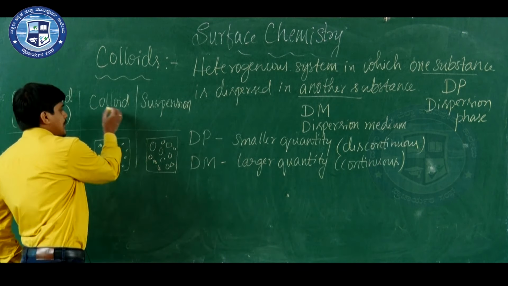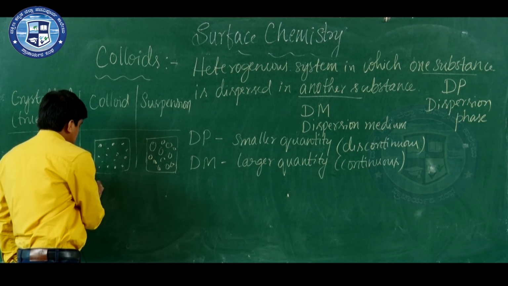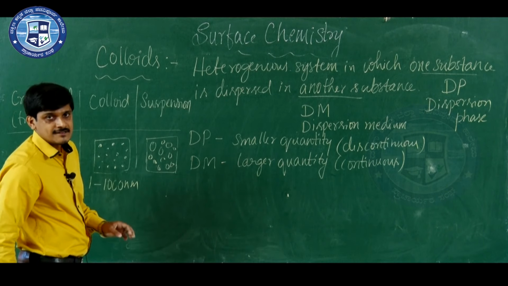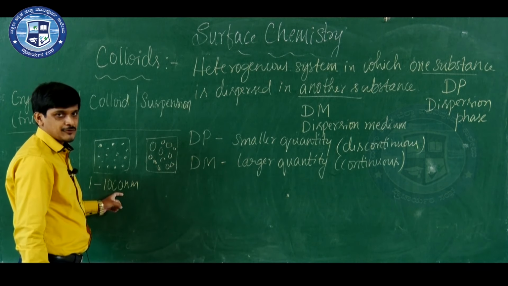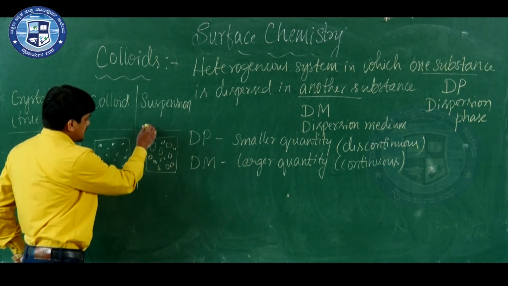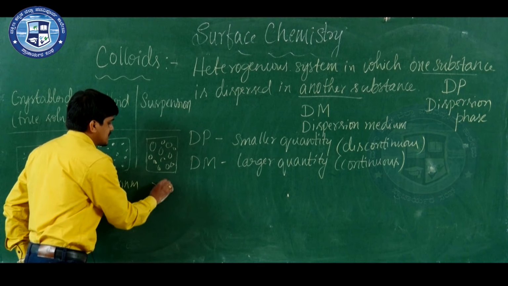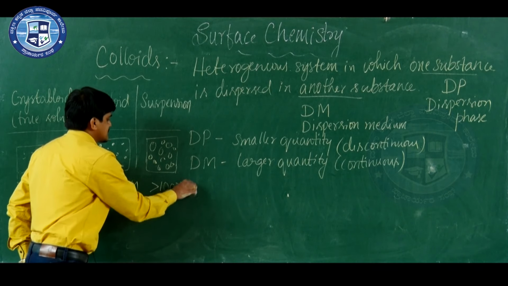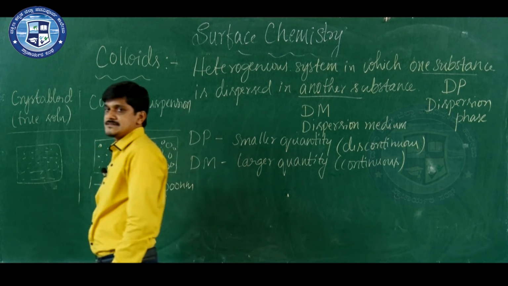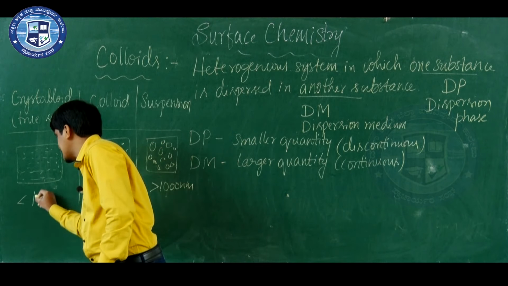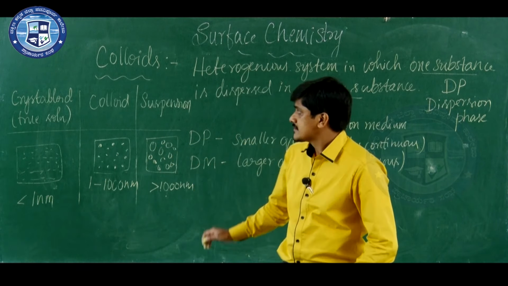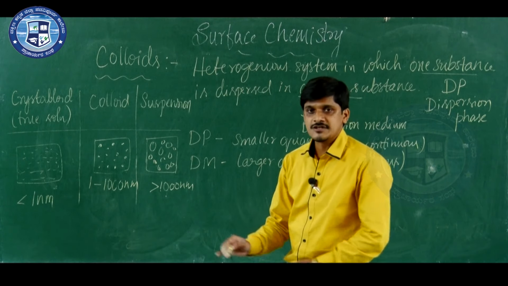How? If the particle size is 1 to 1000 nanometer, then that is called colloid. If the particle size is greater than 1000 nanometer, then such particles are called suspensions. If the particle size is less than 1 nanometer, then such type of particles are called crystalloids or true solution.